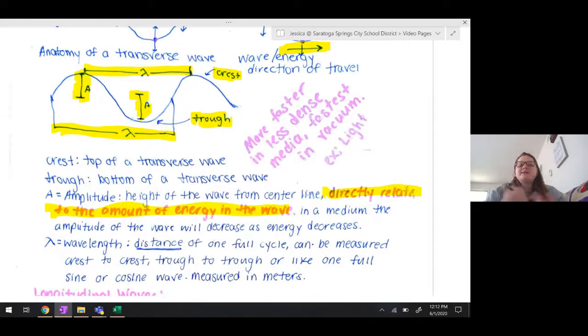And then the last thing I want to talk about for transverse waves is the fact that they move faster in less dense media and fastest in vacuum. So any type of energy that's traveling as a transverse wave is going to move slowest through solids and fastest in vacuum, where there is no medium. So light travels the fastest through vacuum, slowest through solids.